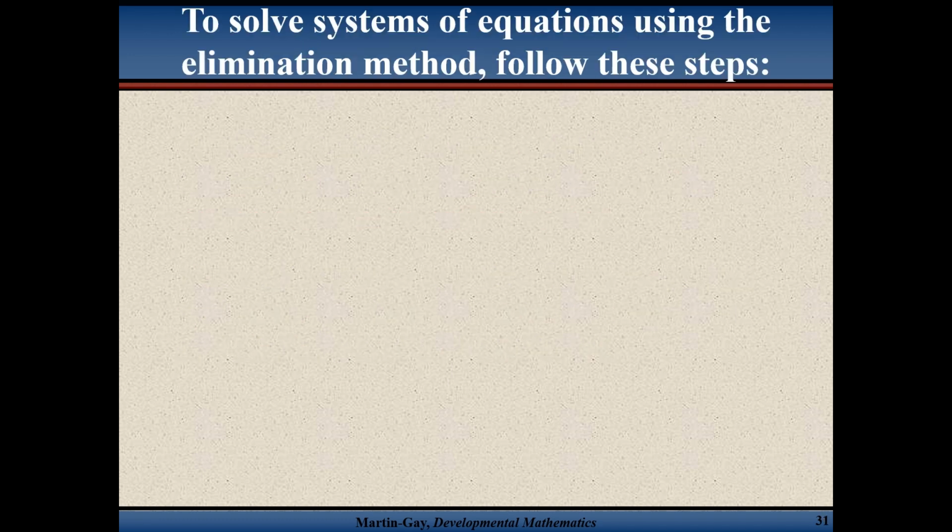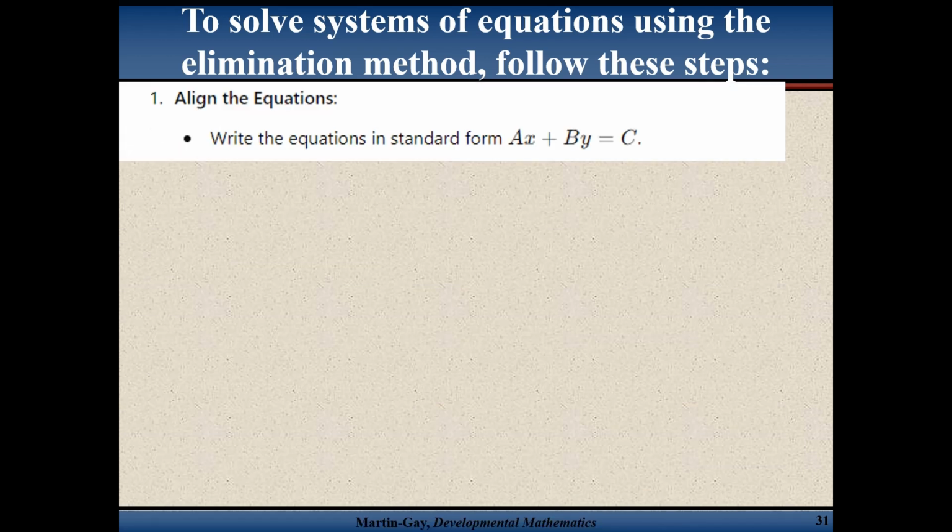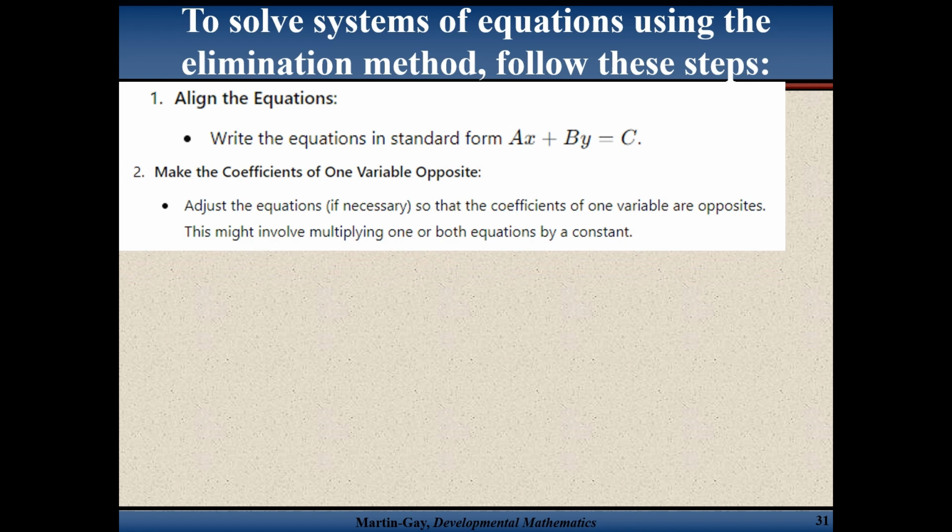So to solve a system of equations using the elimination method, follow these steps. So first, align the equations. Write the equations in standard form, like ax plus by equals c. Make the coefficient of one variable opposite. So adjust the equations if necessary so that the coefficients of one variable are opposite. This might involve multiplying one or both equations by a constant.